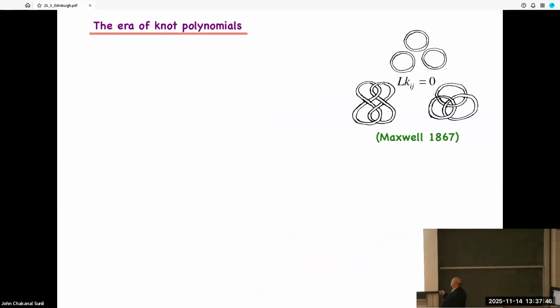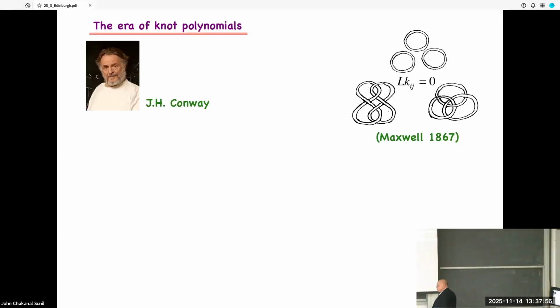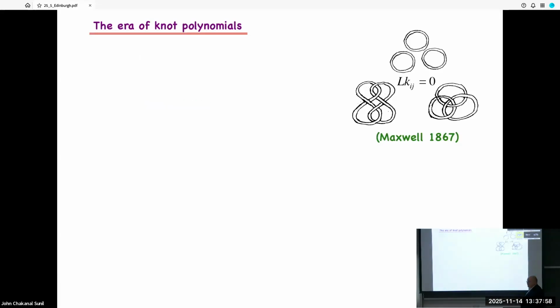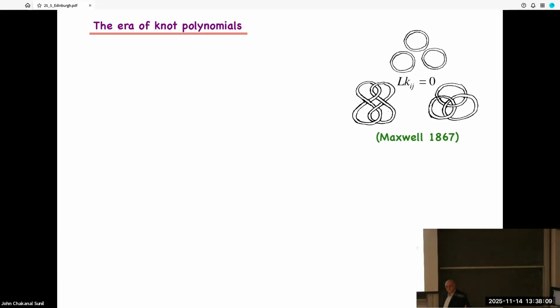Now, you see, Maxwell noticed that these three guys have linking number 0. And he told Tait immediately, we have a problem. Now, this type of problem is typical of knot theory. Knot theory comes up with an invariant, and then there is something that is still in the same topological class, but it doesn't behave properly in terms of this invariant. It is not captured by this invariant.